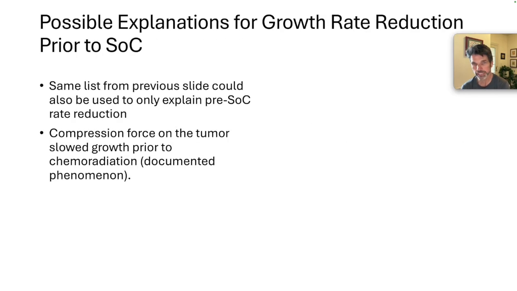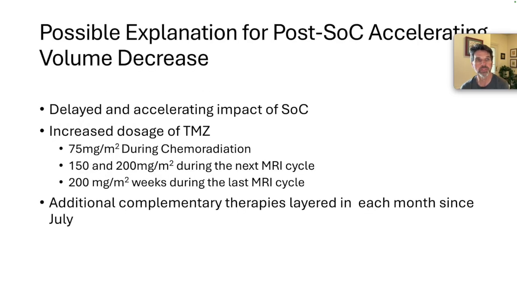The next 2 slides would be, all right, if you break it up into the period before the start of standard of care treatment and the period after, and think about it as 2 separate curves. Again, it wouldn't explain why they can all be fit on one solid line, but there are other ways to think about it as well. So there are the potential explanations prior to standard of care, and then possible explanations for post-standard of care.